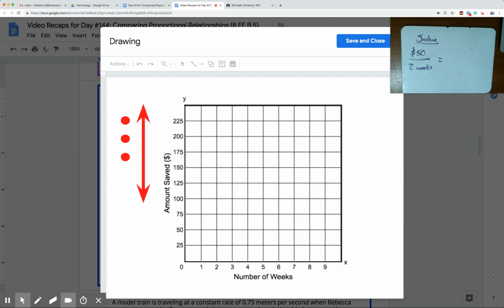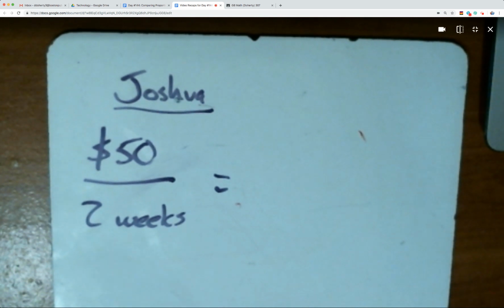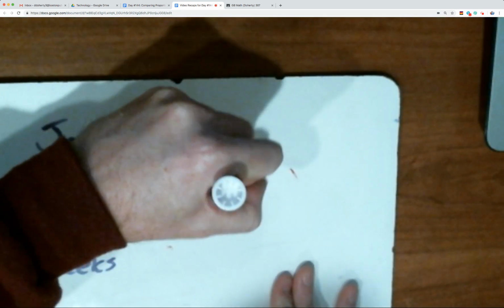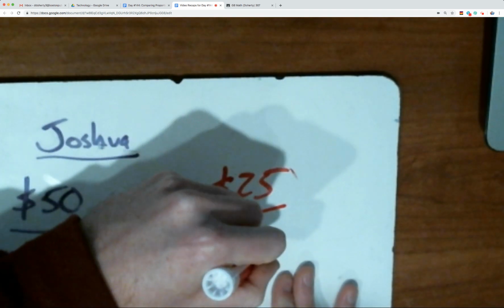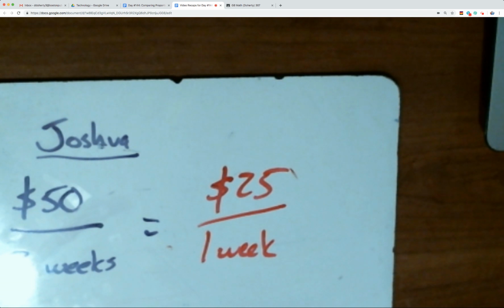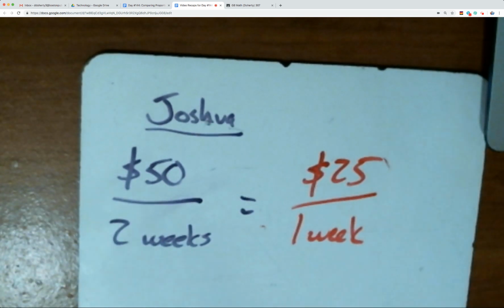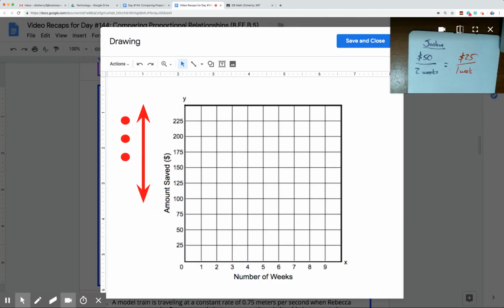line. And the key, for a second, I'm going to focus on the fact that Joshua makes $50 every 2 weeks. I should know that the unit rate, if this is a constant or a proportional relationship, is $25 every 1 week. So this key, knowing it's $25 every 1 week, we need to plot a few points.